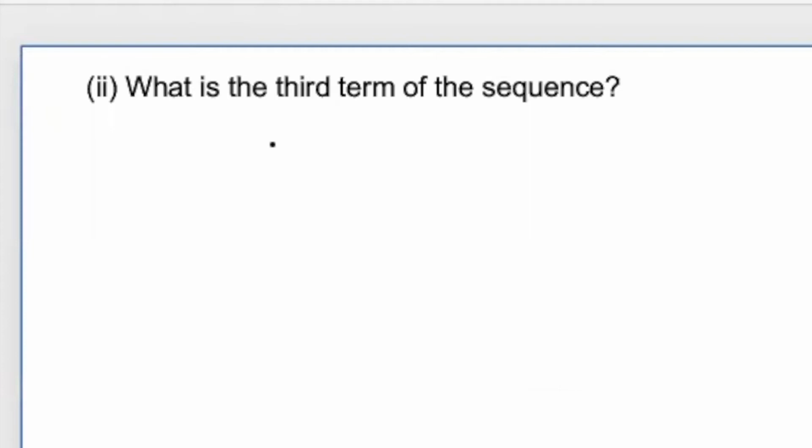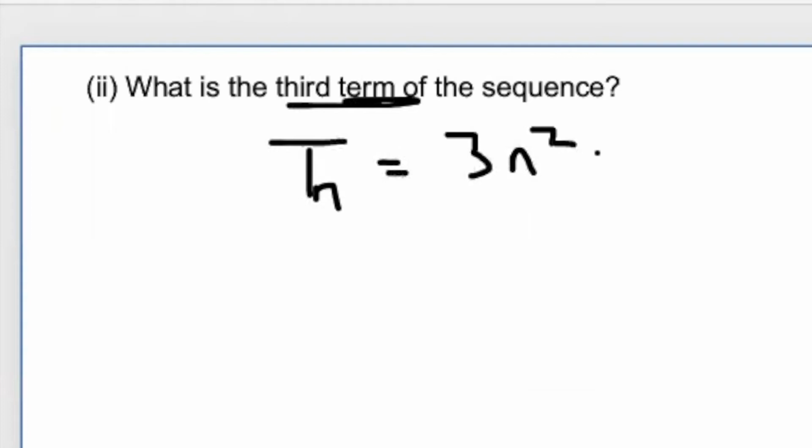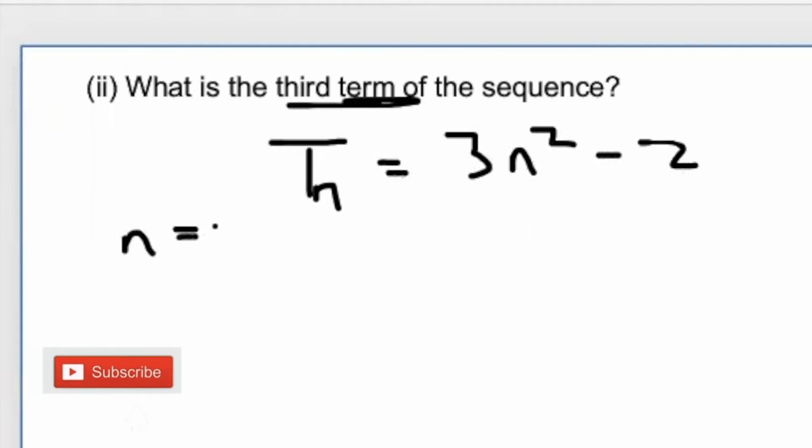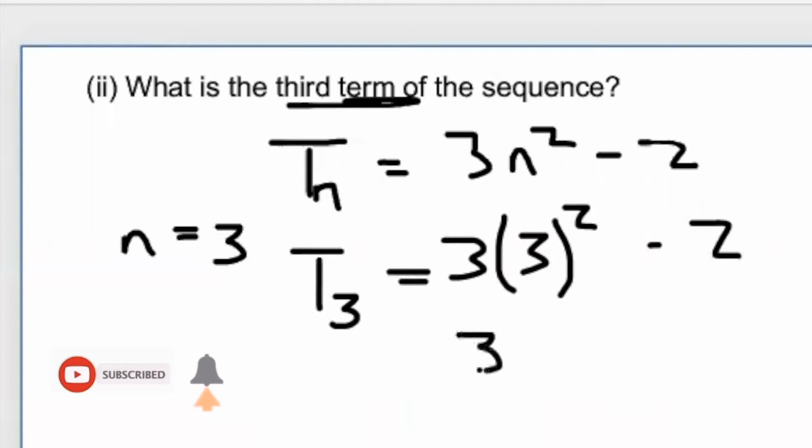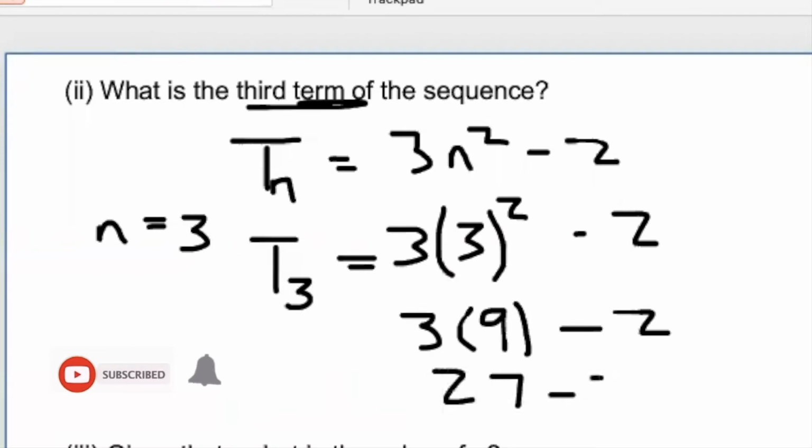The next is asking what is the third term of the sequence. So remember the general formula is Tn equals 3n squared minus 2. If asked for the third term, then that means n is 3. So replacing n with 3, I will have T3 is equal to 3 times 3 squared, minus 2. Now 3 squared, squaring this, we get 9. So we have 3 times 9, take away 2. 3 nines, that's 27. So 27 minus 2. So here, my answer is 25.